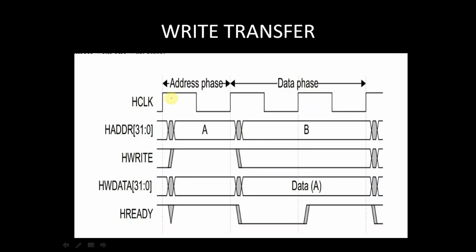Now let's see the write transfer. Same here, HREADY is initially high up to this clock cycle, and during the address phase, address information is being passed, and HWRITE is high during the address phase. During the data phase, again we can see HREADY is becoming low, which indicates that the slave is not ready for any kind of transfer, but HWRITE is high during this cycle.